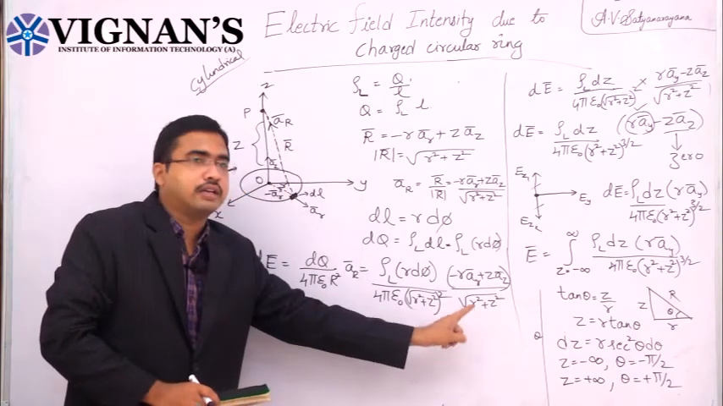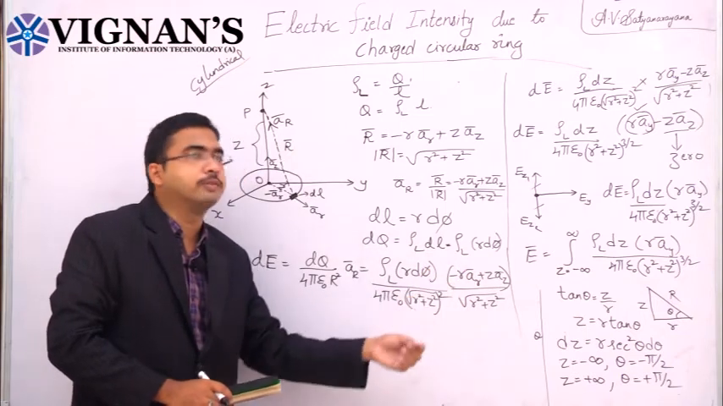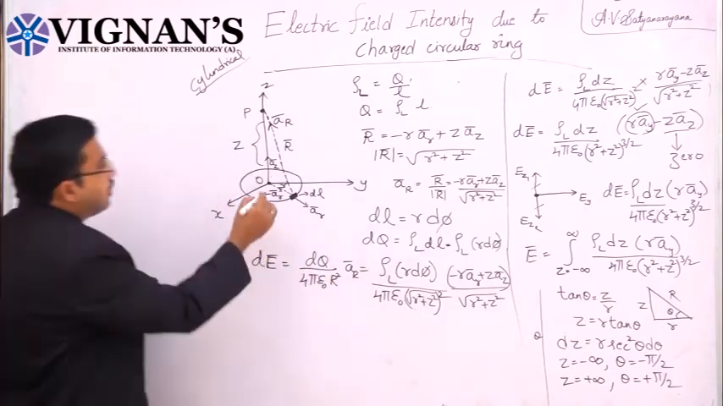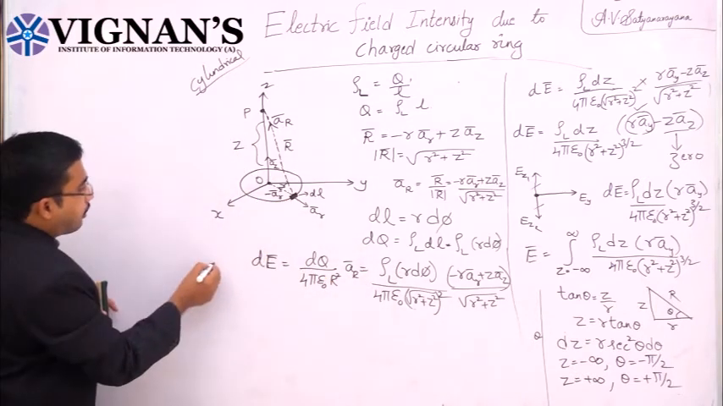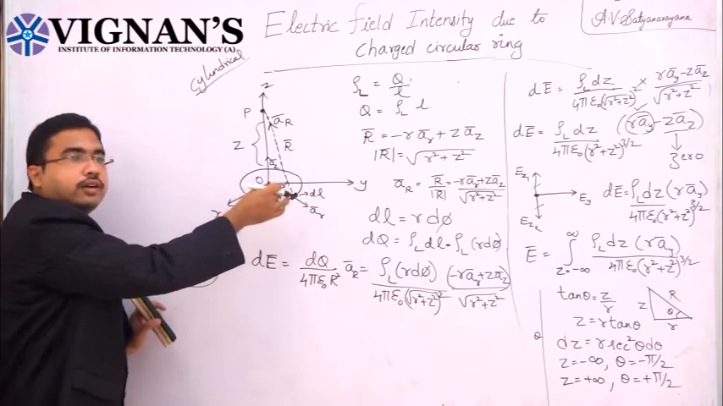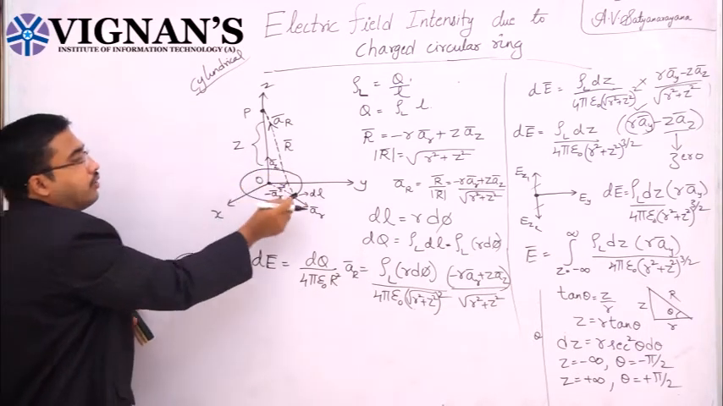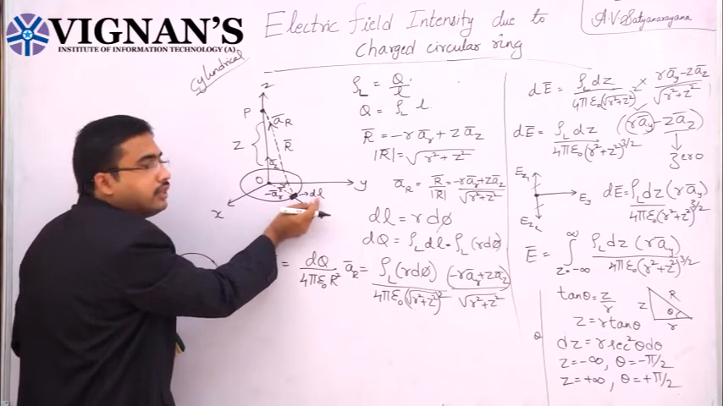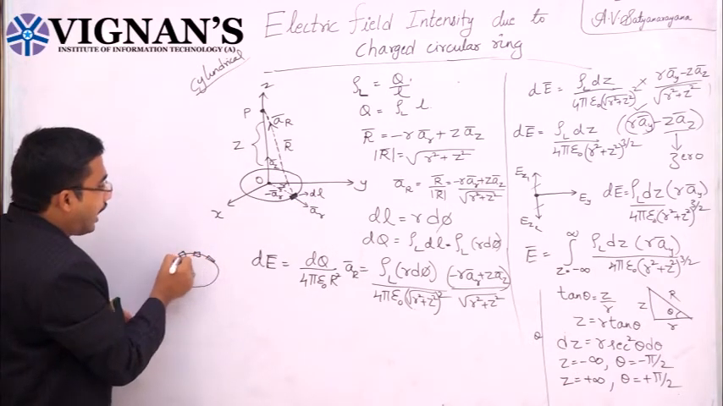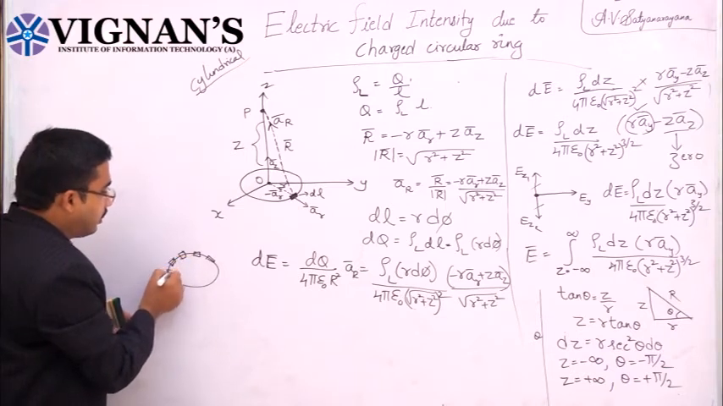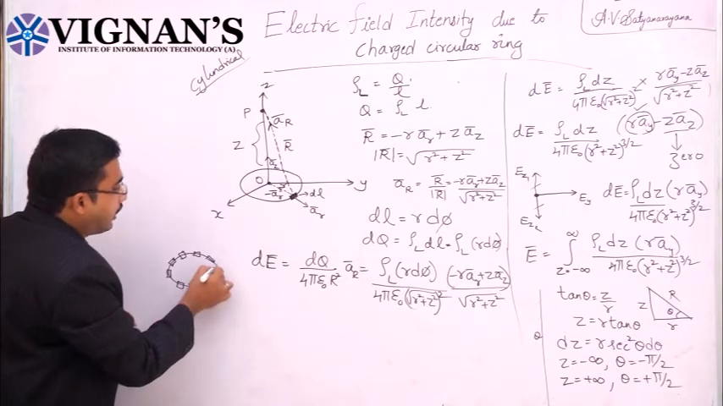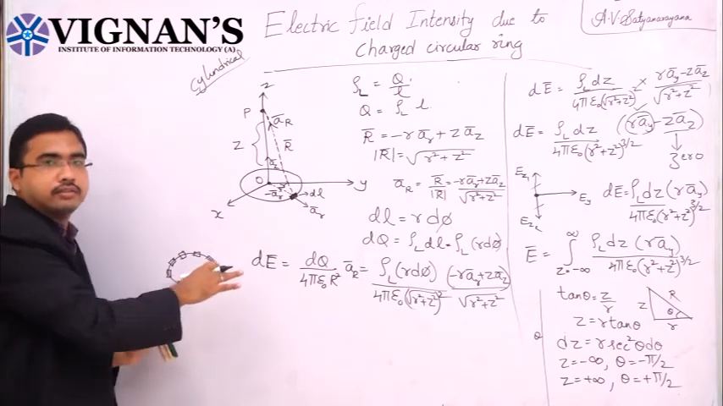So if the bases are same, add the powers: 1 plus 1 by 2 means to the power of 3 by 2. And also here, if we consider a number of dl's, how will we get the complete length of this charged ring? You are taking only a differential length dl. If I add all these number of dl's throughout the charged circular ring, then I will get the complete length.